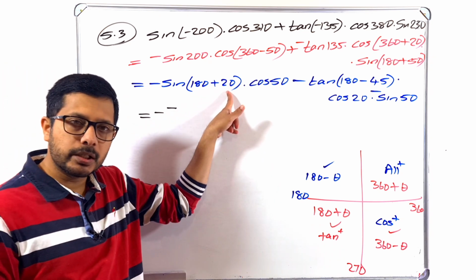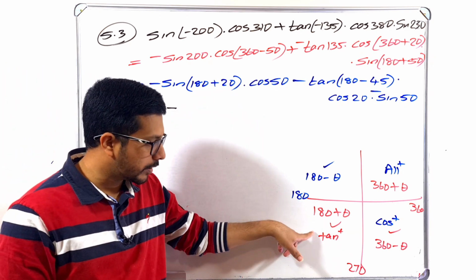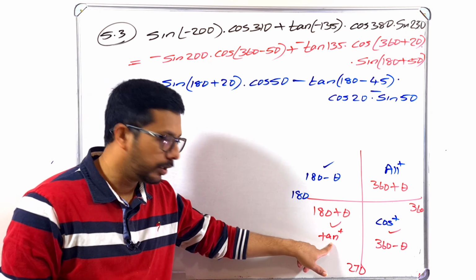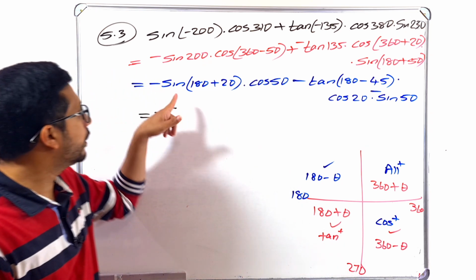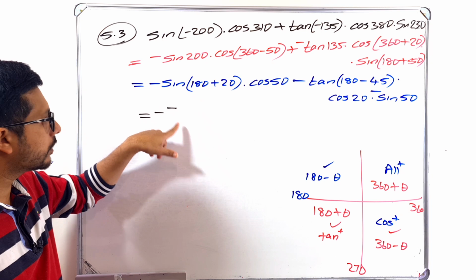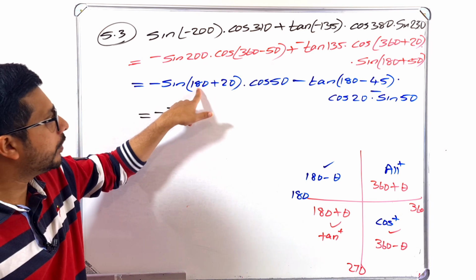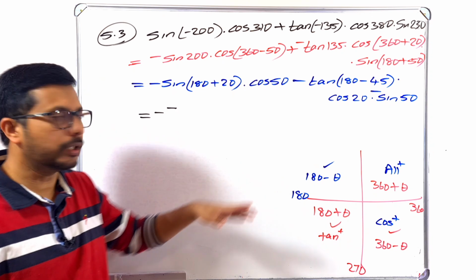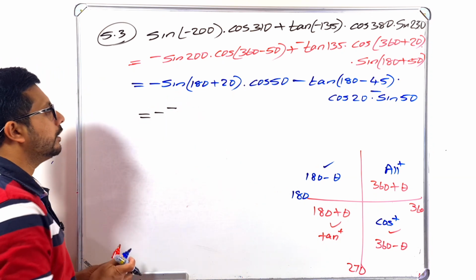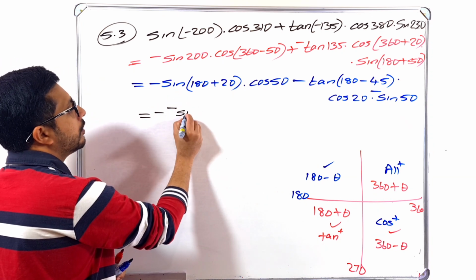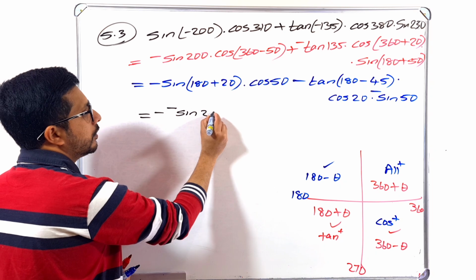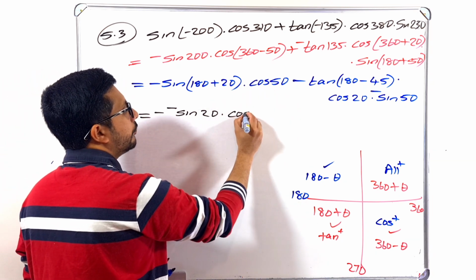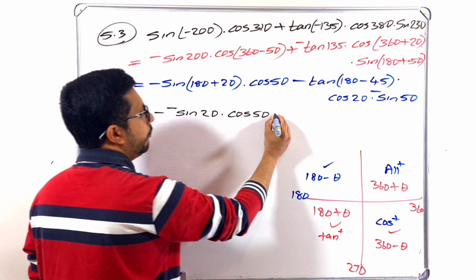180 plus 20 is in which quadrant? 180 plus, that means third quadrant. Third quadrant, what is positive? Tan is positive. Here what? Sine. So it is negative. Then if it is based on 180 or 360 horizontal line, no change in the trigonometry. That is, it is sine itself. So sine, then the acute angle. Acute angle is 20. Then here it is cos 50 minus.